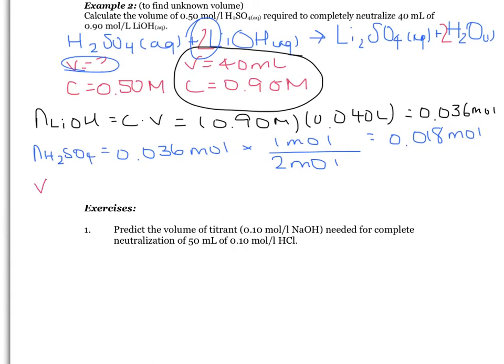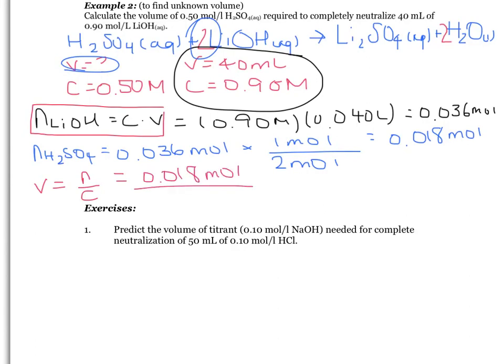Lastly, we can find the volume of sulfuric acid using number of moles divided by the concentration. You can look back at this formula and rearrange for volume is equal to. We have 0.018 moles divided by a concentration given as 0.50 molar. This will give us a volume of 0.036 liters or 36 milliliters. At this point, you can now go ahead and work on the exercises.